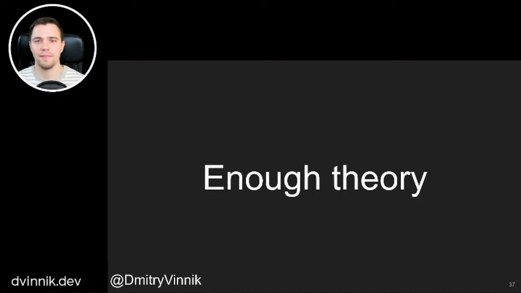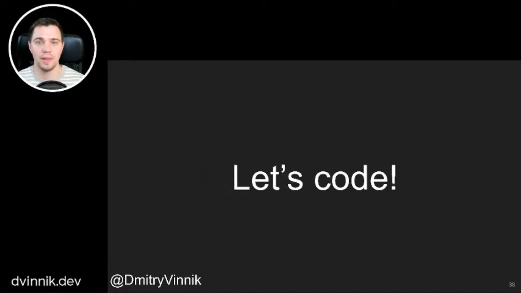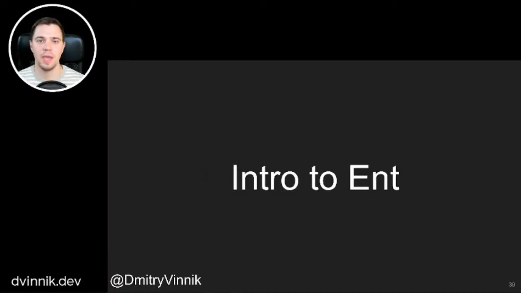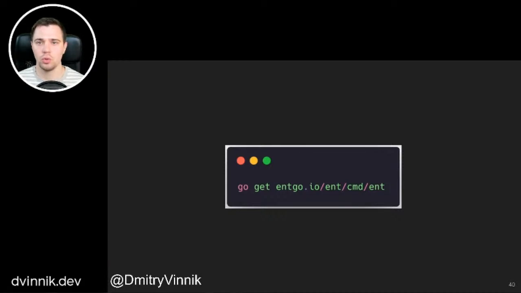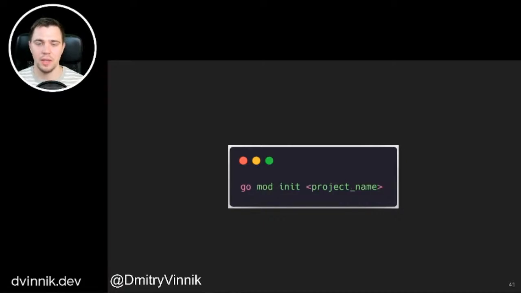I've already talked about theory quite a bit, and I personally do not like theory too much. That's why let's look at the code. Let's look at Ent in action and why it's so powerful. They have great documentation that you can find on their website. If you go to the simple intro page, you would find that the only thing you have to do is run go get to get the CLI installed. Then you initialize your project. In my case, I call it entgo-talk.